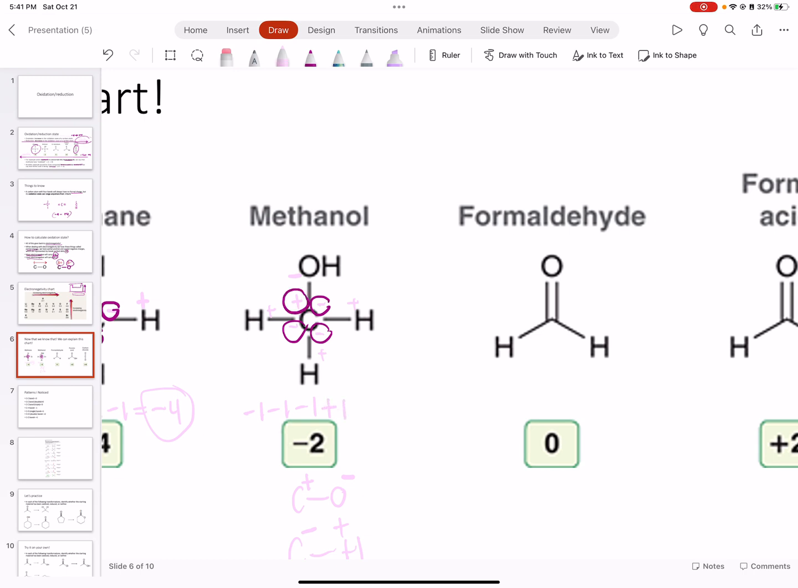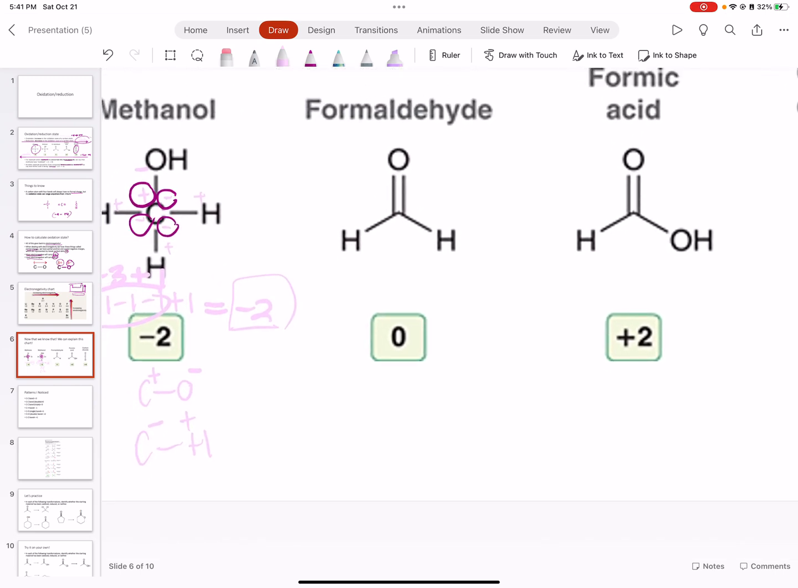And since it's just a single bond, we just count it as +1. So then -1, -1, -1, we have a total of -3. -3 plus 1 is gonna equal -2.